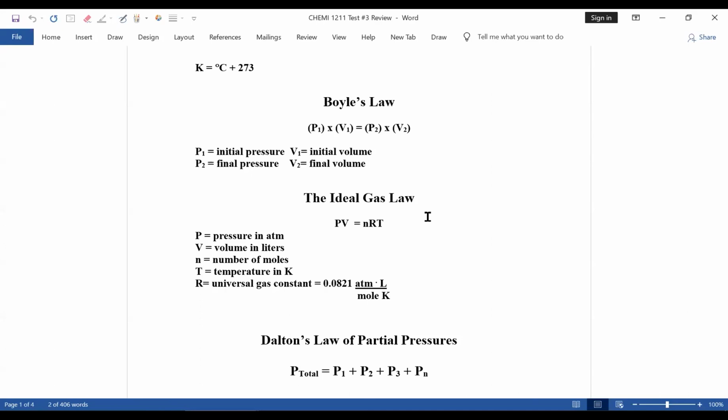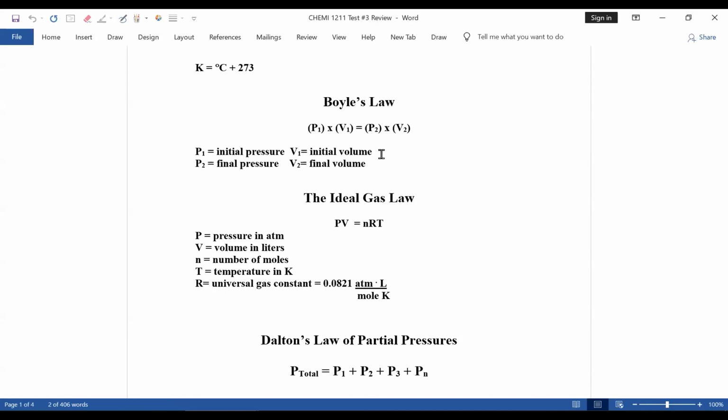And Boyle's law, remember, P1 is the initial pressure, V1 is initial volume, P2 is the final pressure, V2 is the final volume. You'll be given P1, V1, and one of the final two, and you'll be asked to find the other. And remember, I taught you how to solve for a variable. We'll go through that in a little while when we go through the problem set questions and answers.